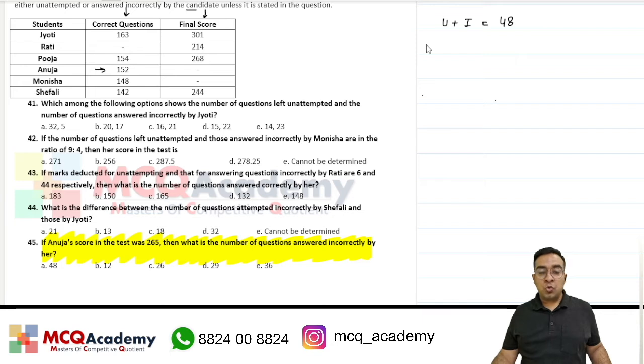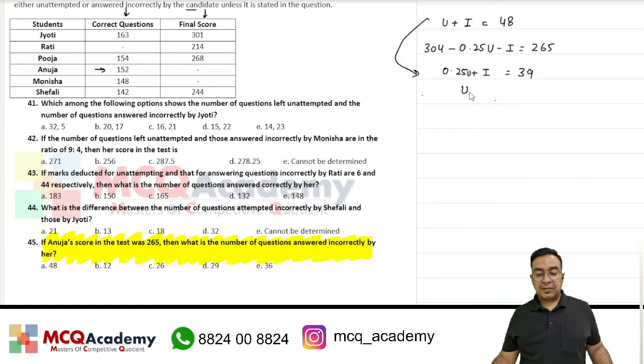सिमिलरली टोटल स्कोर अगर हम लोग यहाँ पे बनाने के लिए जाते हैं तो 152 into 2 is equal to 304 minus unattempted that is 0.25 of u and incorrect that is minus I. This total is given to be equal to 265. So 0.25 of u and I, this value is equal to 304 minus 265, which is equal to 39. Another equation that we have with us is u plus I is equal to 48. Solving these cancel out hota hai. 0.75 of u here is equal to 9.